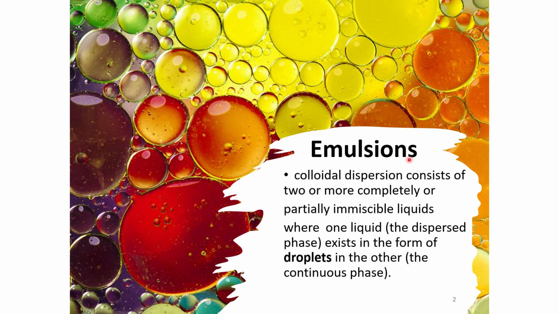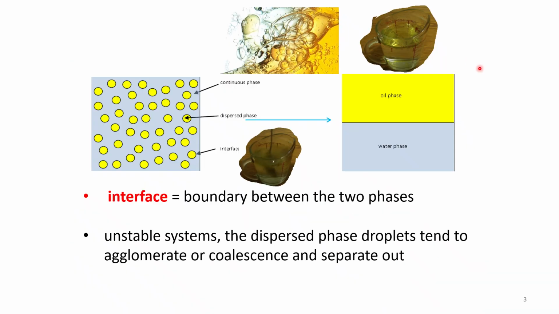What is an emulsion? By definition, an emulsion is a colloidal dispersion, which consists of two or more liquids that are either completely or partially immiscible. In this system, one liquid, known as the dispersed phase, exists as tiny droplets suspended within the other liquid, known as the continuous phase. In a system consisting of an oil phase and a water phase, the boundary where these two liquids meet is called the interface, as this line is the boundary.